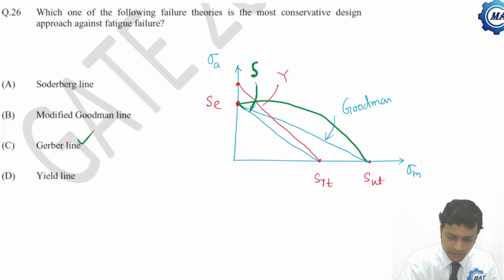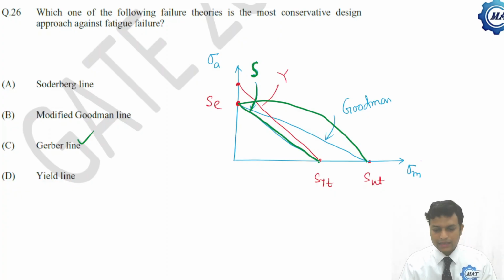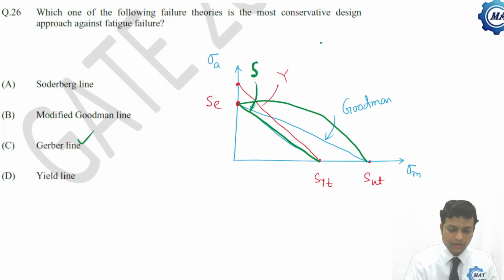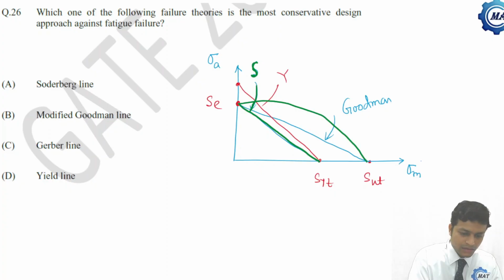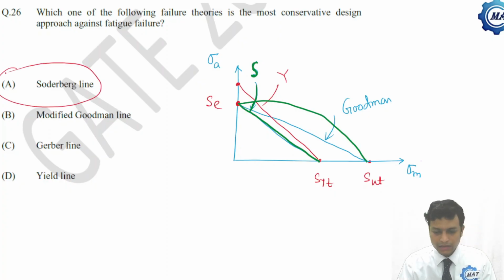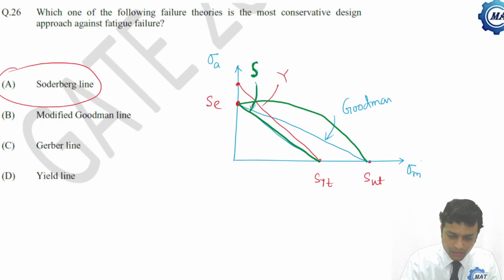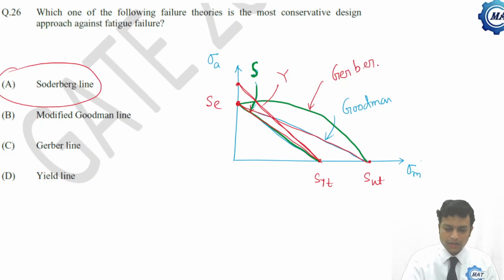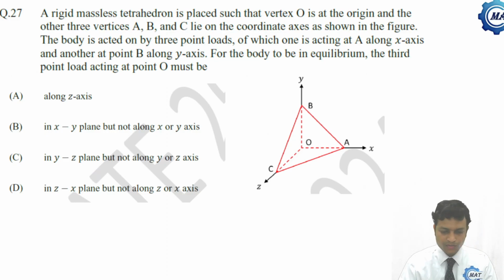The Soderberg line, this line joining AC and SYT, is the most conservative. So which option is correct? The option of Soderberg line is the correct one. The inner one is the Soderberg, then it is the yield line, then the Goodman line, and this is the Gerber diagram. We have studied this in our full course. This is a very simple problem. Now let us move to the next problem.